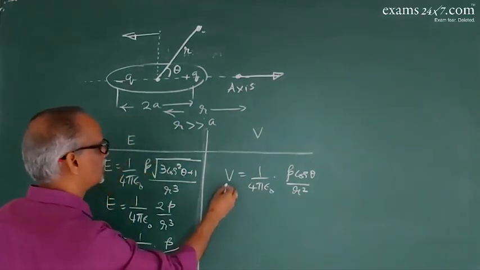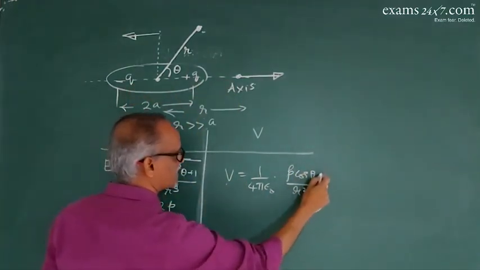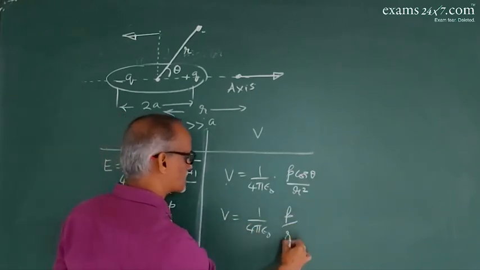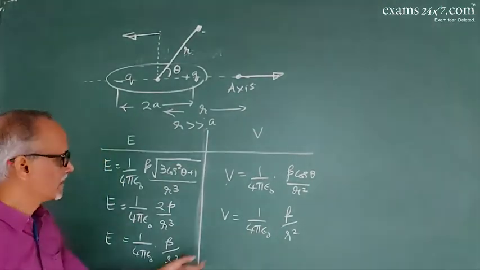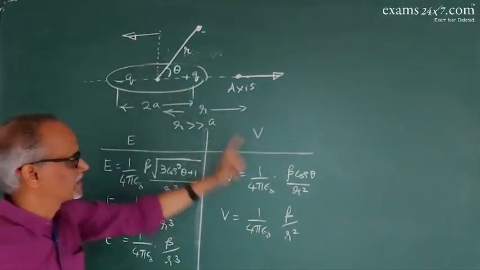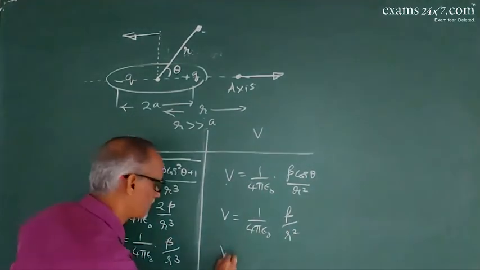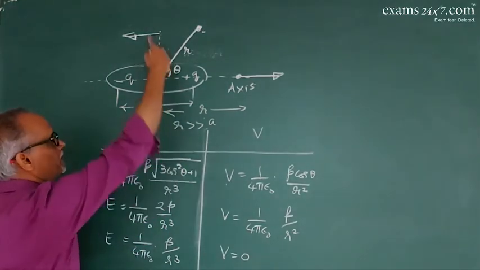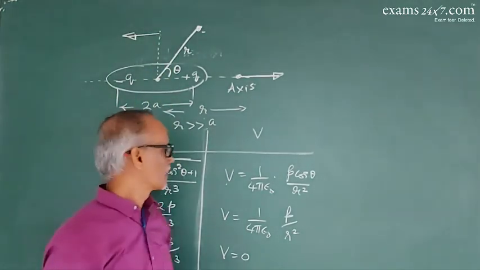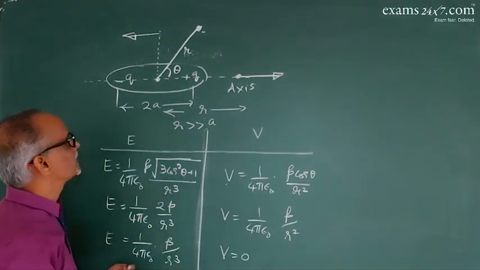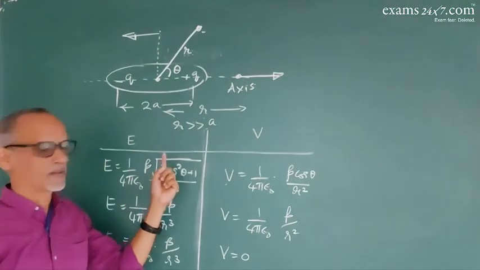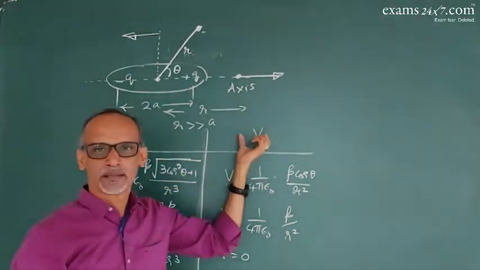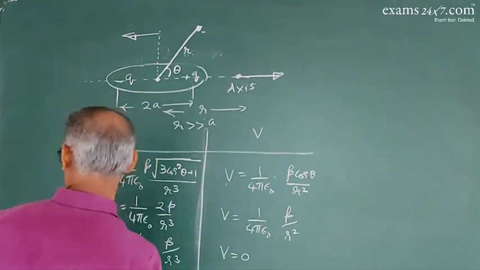Similarly, the potential at a point on the axis, theta 0, cos 0 is 1, you will get V equal to 1 by 4 pi epsilon naught p by r square. But if I take a point on the perpendicular bisector, theta is 90, you will get V as 0. That means the potential is 0 at each and every point on the perpendicular bisector. So these are the comparative equations pertaining to a short electric dipole, where the first column gives electric field and the other column gives the electric potential due to a short electric dipole only.